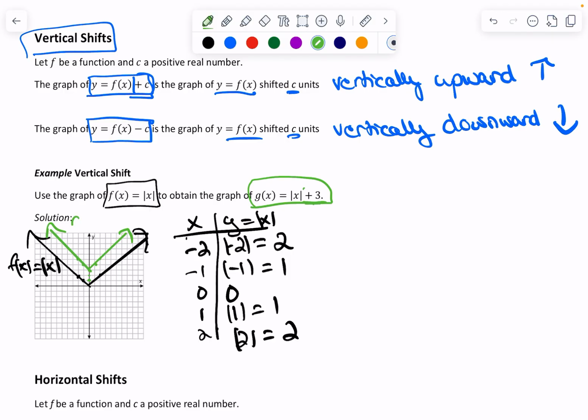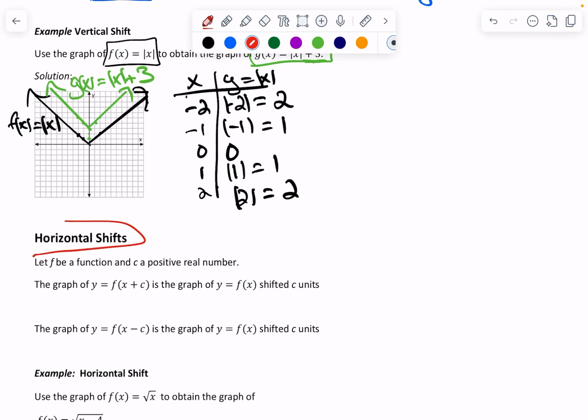So this one here is not f of x, it's the g of x, absolute value of x plus 3. Okay. Now, next, what we're going to look at are the horizontal shifts.